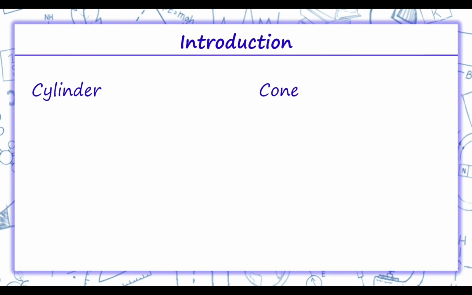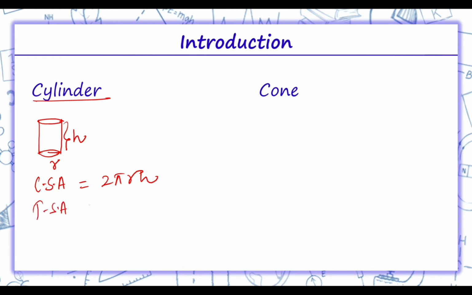Coming on to next figures, that is cylinder. So this is a cylinder whose radius is r, height is h. So its curved surface area is 2 pi rh. Its total surface area is 2 pi r(r + h), and its volume is equal to pi r square h.